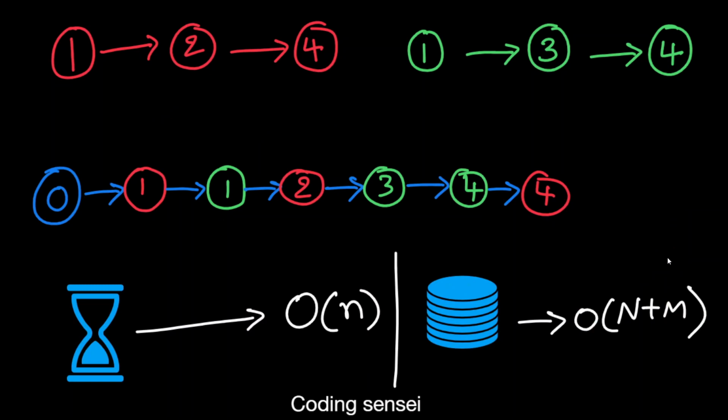So coming to the time complexity, this approach will take O(n) time. And coming to the space, here we're having two linked lists. One linked list contains n elements and the other linked list contains m elements. So at the end we are creating a new separate linked list, so it will take O(n + m) space.